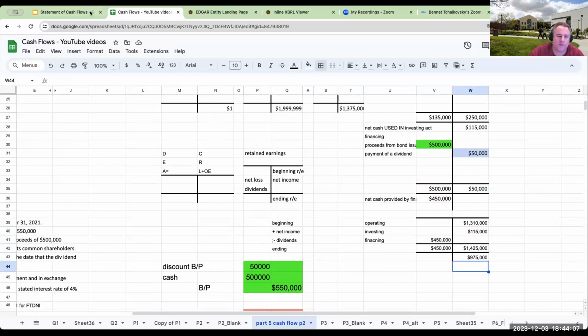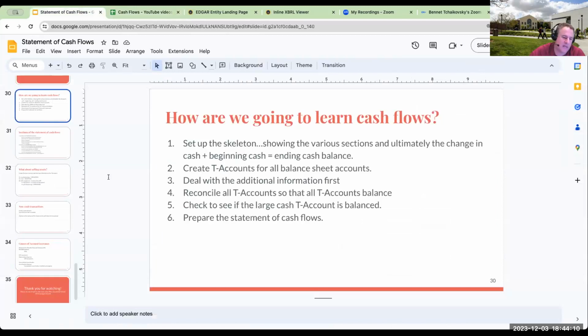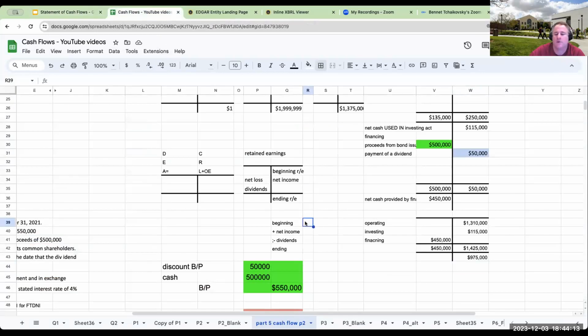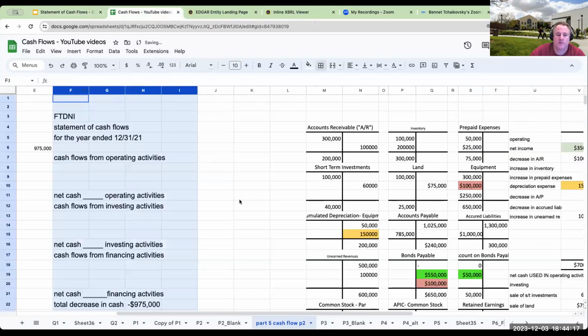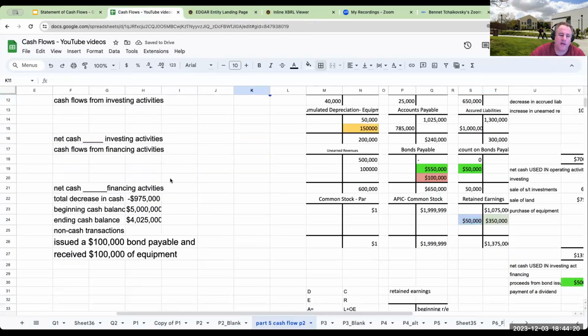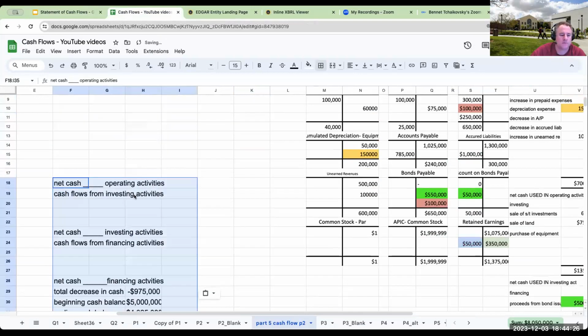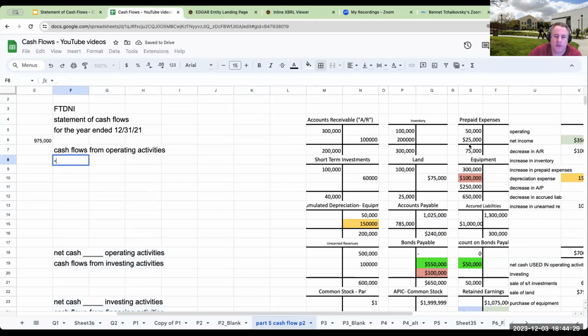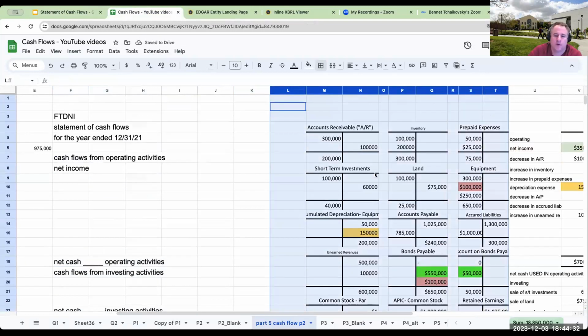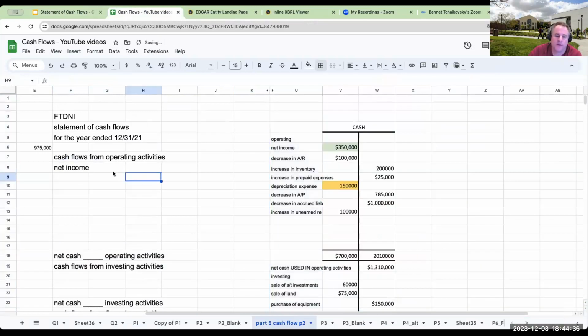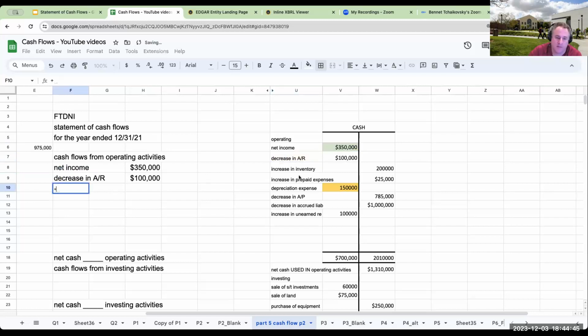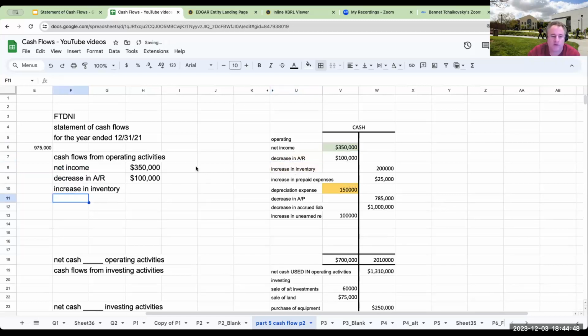So now that we've gone through this part, we've gotten our large T account to balance. What I'm now going to do is fill out my skeleton. So let's go through and do this right now. Over here, for my skeleton, what I want to remember is that if it's a positive amount here, it's going to show as a positive amount on the cash flow. If it's a debit, it's going to show as a positive amount. If it is a credit, it's going to show as a negative amount.